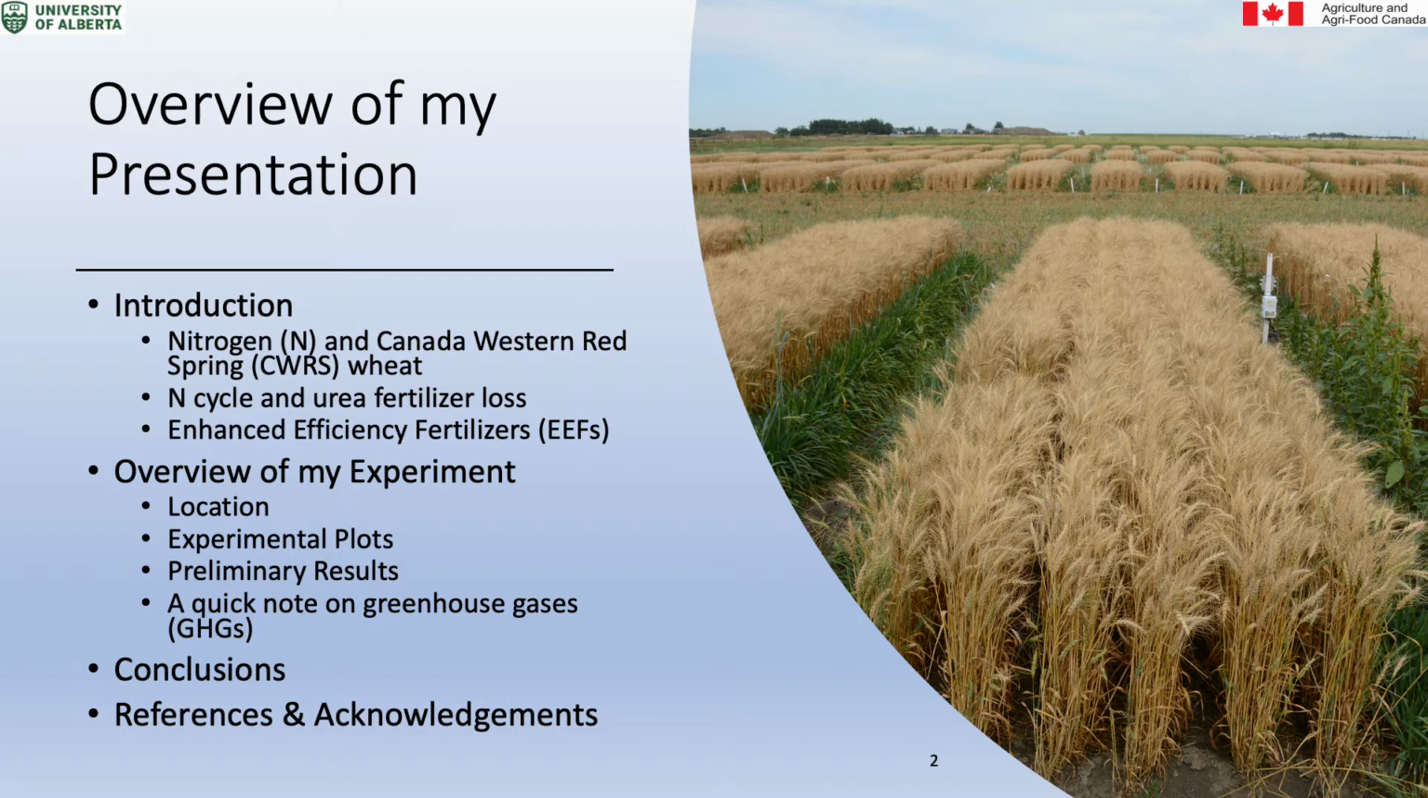So I'll give you a bit of an overview for my presentation today. In a bit of an introduction, we'll go over nitrogen and Canada Western Red Spring Wheat, nitrogen cycle and urea fertilizer loss. We'll go over enhanced efficiency fertilizers, and then we'll do an overview of my experiment looking at location, experimental plots, some preliminary results, a quick note on greenhouse gas emissions, and then some conclusions, references, and acknowledgements.